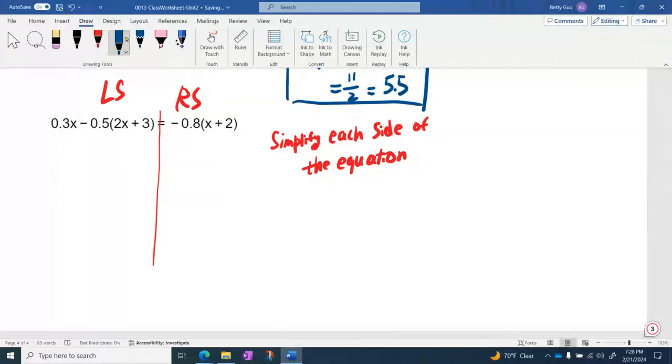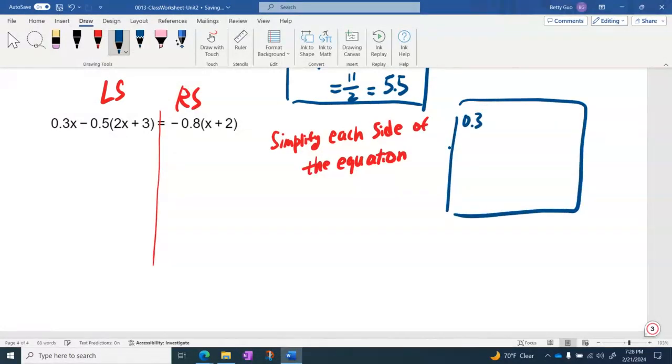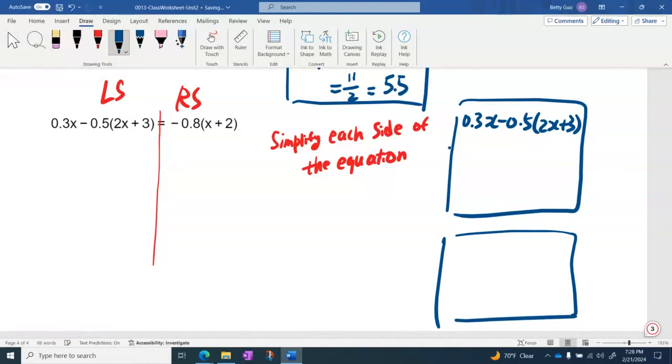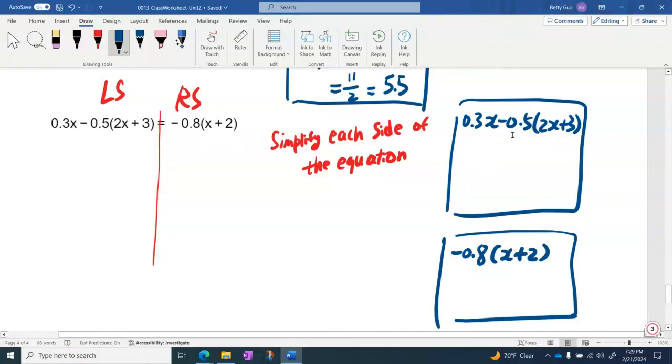Okay, what you can do is draw a box and simplify the left side here. Draw another box, simplify the right side here. Then you don't mess up, right? When we have a lot of things, what do we do? We buy organizers, right? We buy boxes and we put them in an organized way. So try the box method to organize your work.